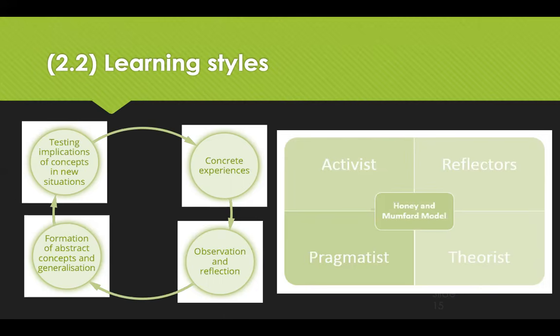Now, the Honey and Mumford model on the right-hand side builds on Kolb's learning theory. They developed a learning style questionnaire that explores a learner's behavioural tendencies. And the four learning styles are: you're either an activist, those who learn by doing; a theorist, who learns by understanding the theory, the model, the concepts before they do any action; the pragmatists are those who learn by putting what they've learned into practice; and the reflectors are those who observe and reflect on what's happened.